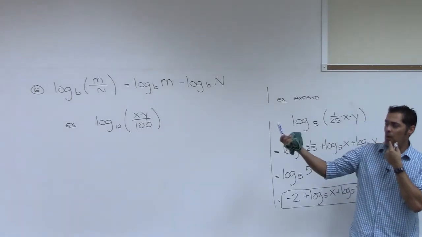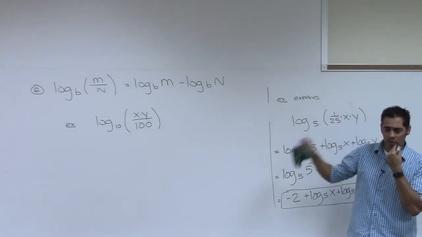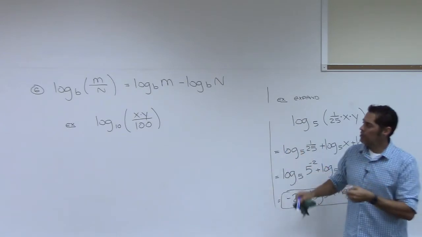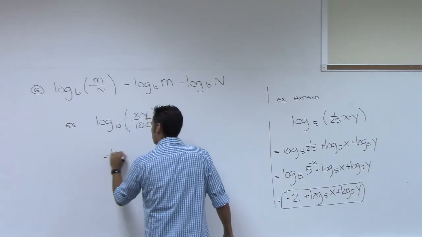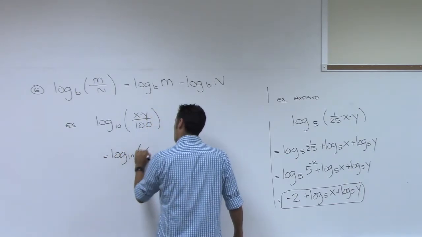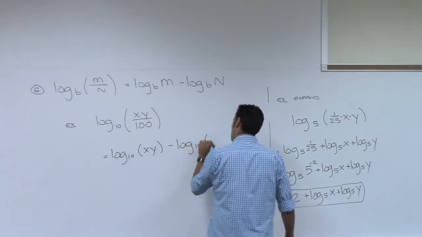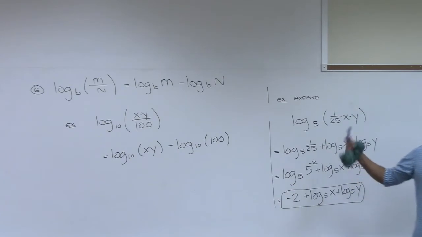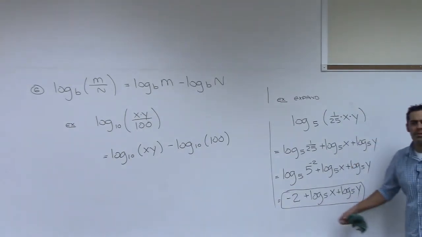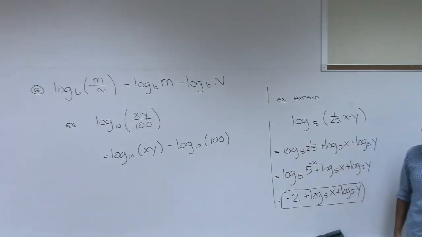And then property 6, right? We have division, don't we? xy over 100. So watch the way I write this. Tell me if you agree. Log base 10 of xy minus log base 10 of 100. Do you agree that I just used property 6 to split this up into 2 logs? And you all agree with that format? Okay.